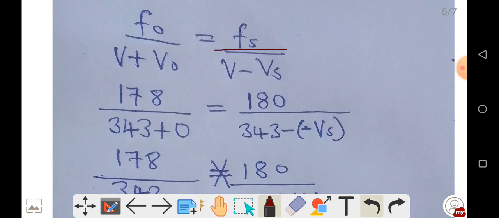Then the frequency of the source, we have said it's 180 Hz. Then speed of sound in air, we have mentioned 343. So here at this point, it is very important to pay particular attention. When we look at the value of the frequency heard by the observer, it's smaller than the frequency of the source.